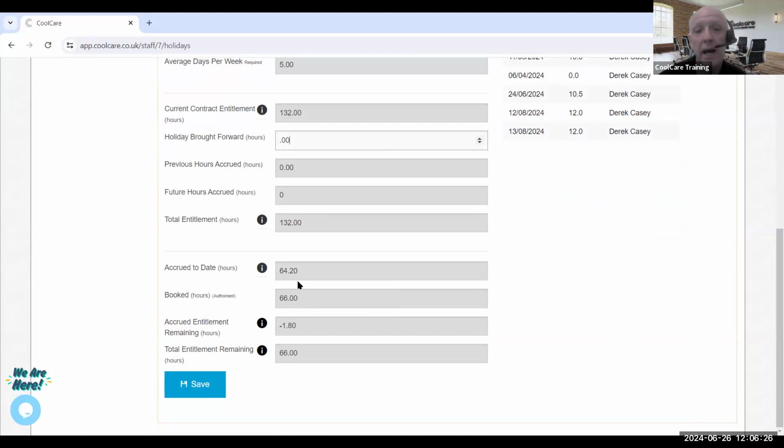So because she's taken just about an hour more than she's accrued, the accrued is in the minus, and CoolCare is quite happy to let the accrued go into minuses. It doesn't care about that. What it will not let go into minuses is your total entitlement. It'll only let you give as much holidays as the person is entitled to. It'll never let you go into a minus on that one.